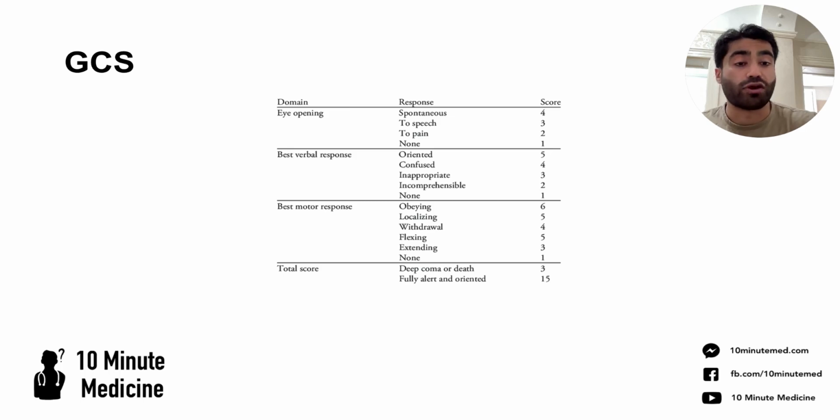Motor response-wise, it's whether they're obeying commands without any issues. If they're localizing to pain, so they're trying to reach towards where you're applying painful stimuli. If they're withdrawing from the pain, or then you've got decorticate and decerebrate postures. So an easy way of remembering those is they might flex to a painful stimulus, or they might extend to a painful stimulus. And that all relates to whereabouts in the neural circuits their responses are arising from. That gives you a total score then. The lowest you can score is a 3, because if you're not scoring for any of those domains, you still get a score of 1.